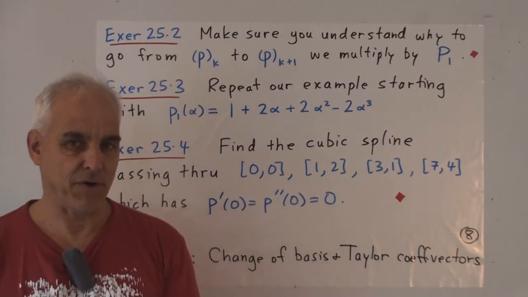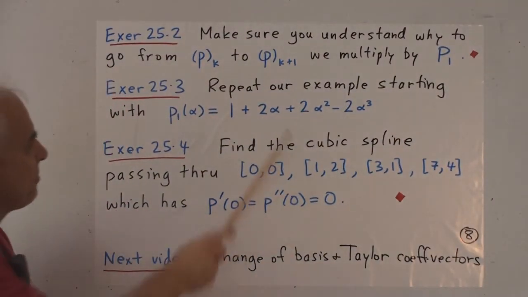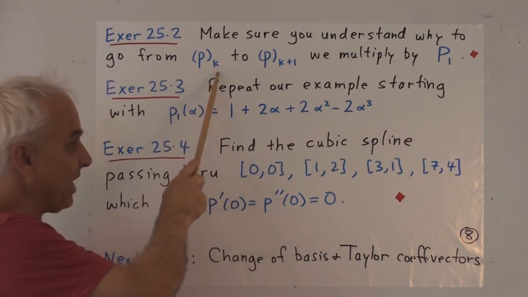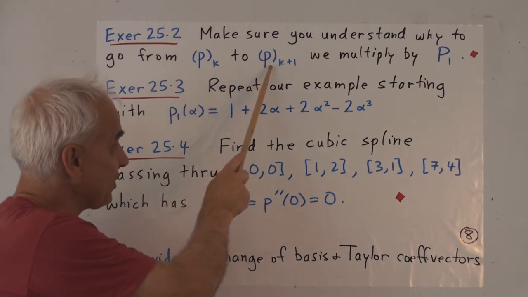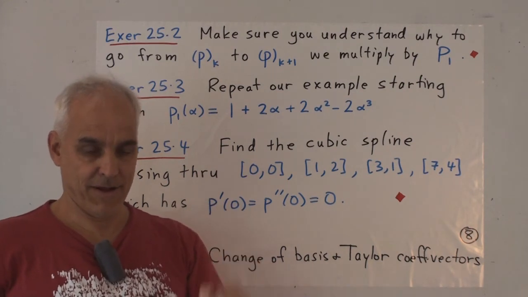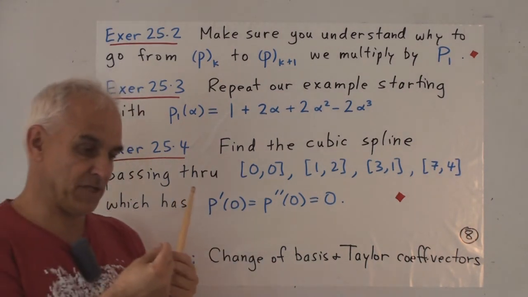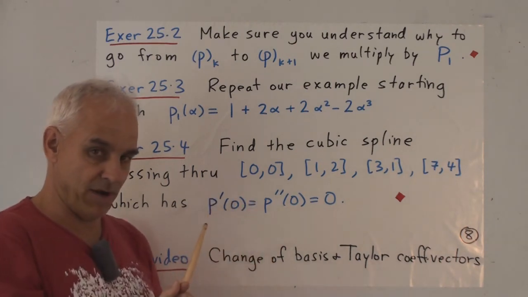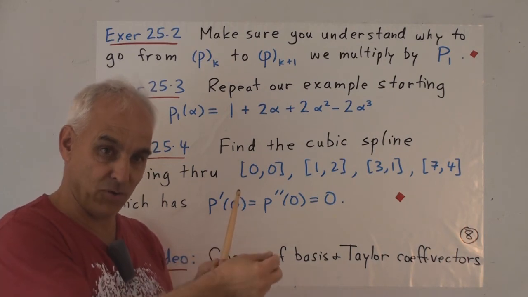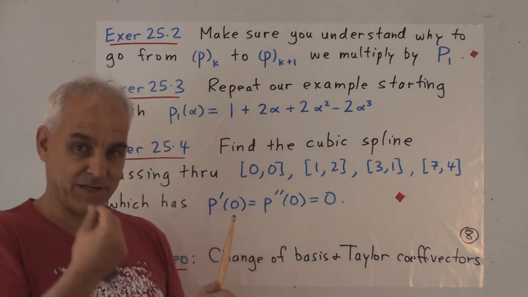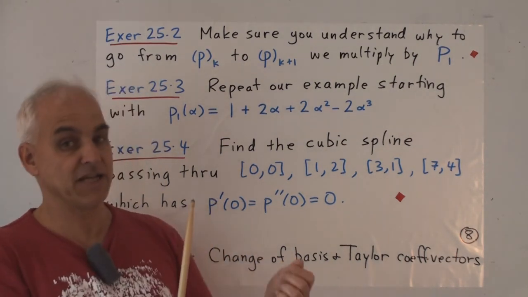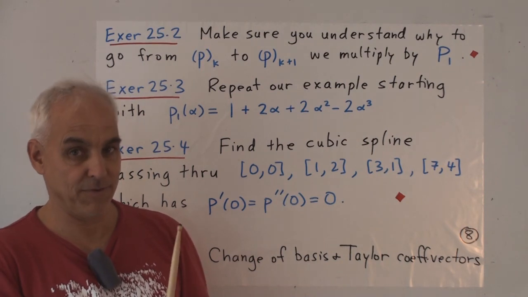All right, so some exercises for you. First of all, make sure you understand why to go from the Taylor coefficient vector of a polynomial at k to the Taylor coefficient vector at k plus 1, we multiply by P sub 1. That's what we did, and I claimed it. So to go from 0 to 1, we saw we had to multiply by P sub 1. Make sure you convince yourself that to go from, say, the vector at 1 to the vector at 2, we also multiply by the same matrix P sub 1. Or to go from 2 to 3, or to go from 5.5 to 6.5, if we have to do that.